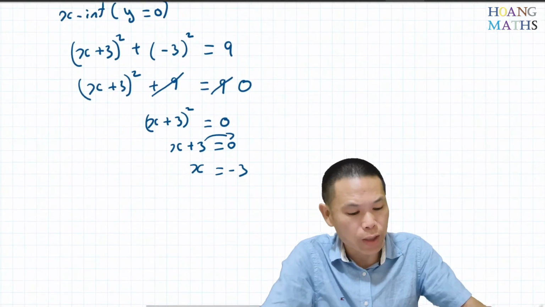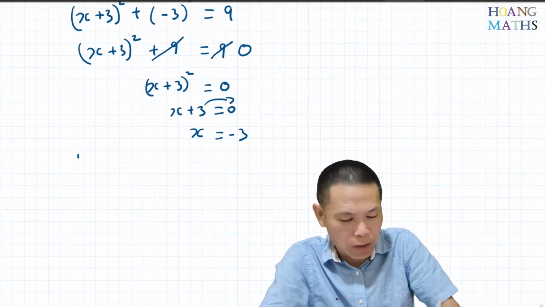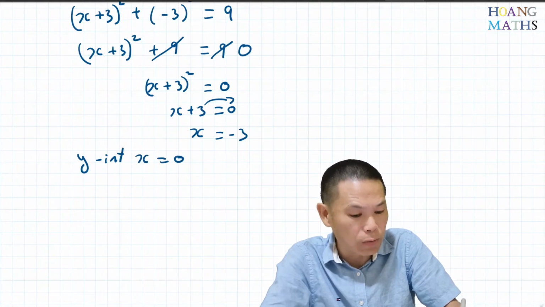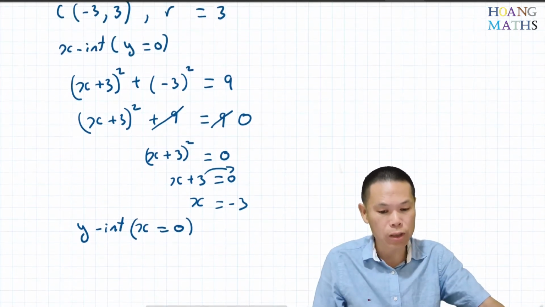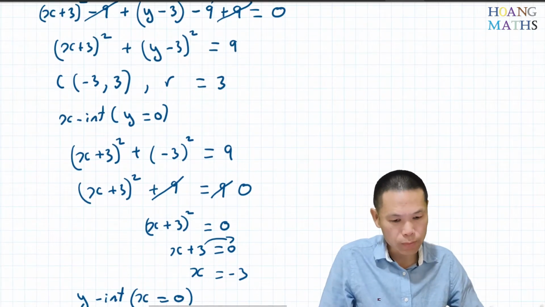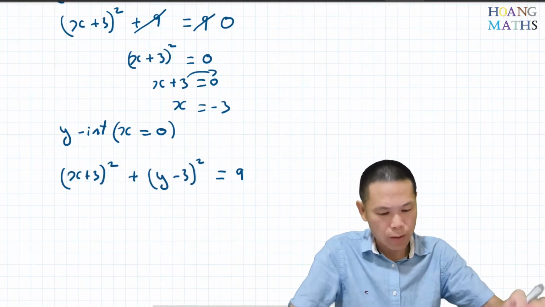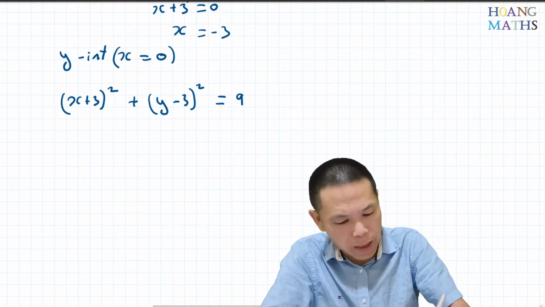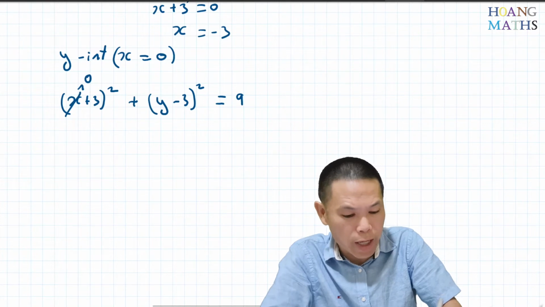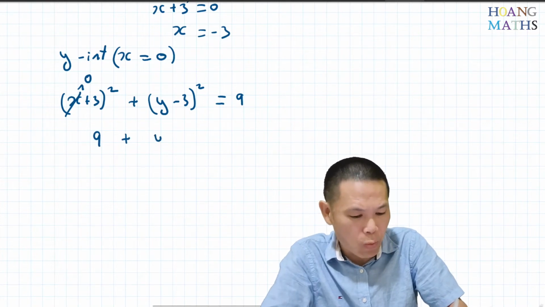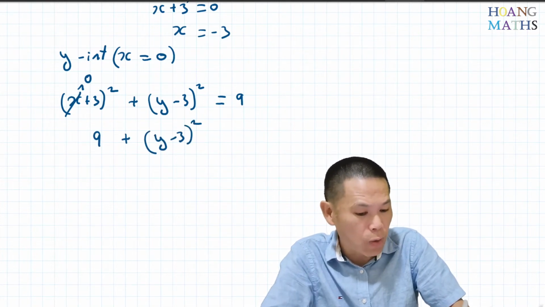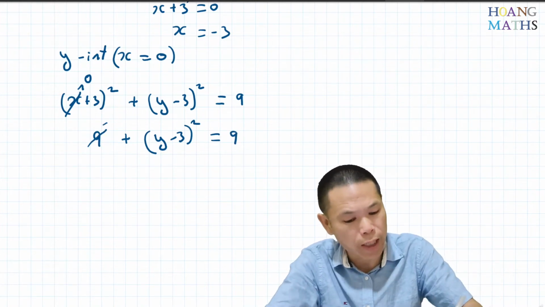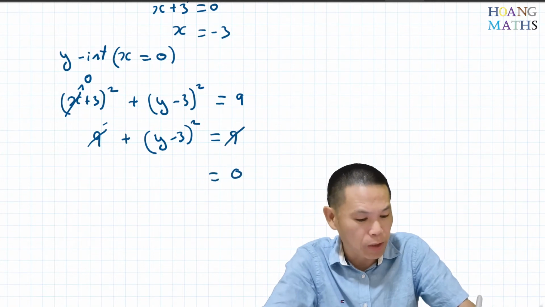Then the next one is the y-intercept. So for the y-intercept, that means when x is equal to 0. So when x is equal to 0, this becomes 0. So that is 3 squared, which is 9, plus y minus 3 squared equal to 9. And if I minus 9 on both sides, that cancels with this. So that becomes 0.